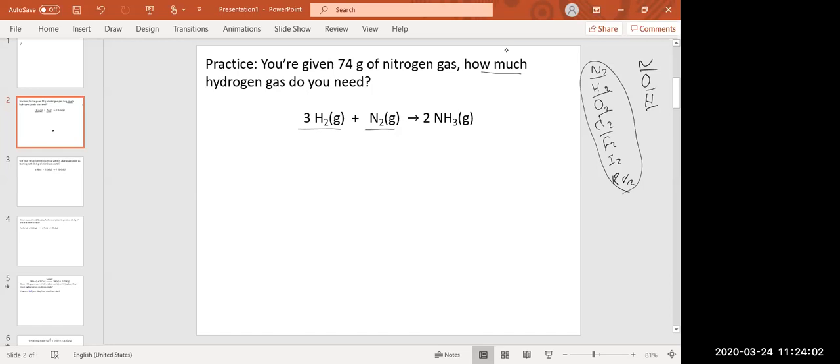Okay, you're given 74 gram of nitrogen gas. How much hydrogen gas do you need? Let's start with the given information: 74 gram N2 times what? We are in step one in the map, and they are asking for a gram of nitrogen. Actually, here is a little bit confusing because they didn't ask how many gram or mole, but let's assume it is a gram. We need to go from step one in the map to step four.